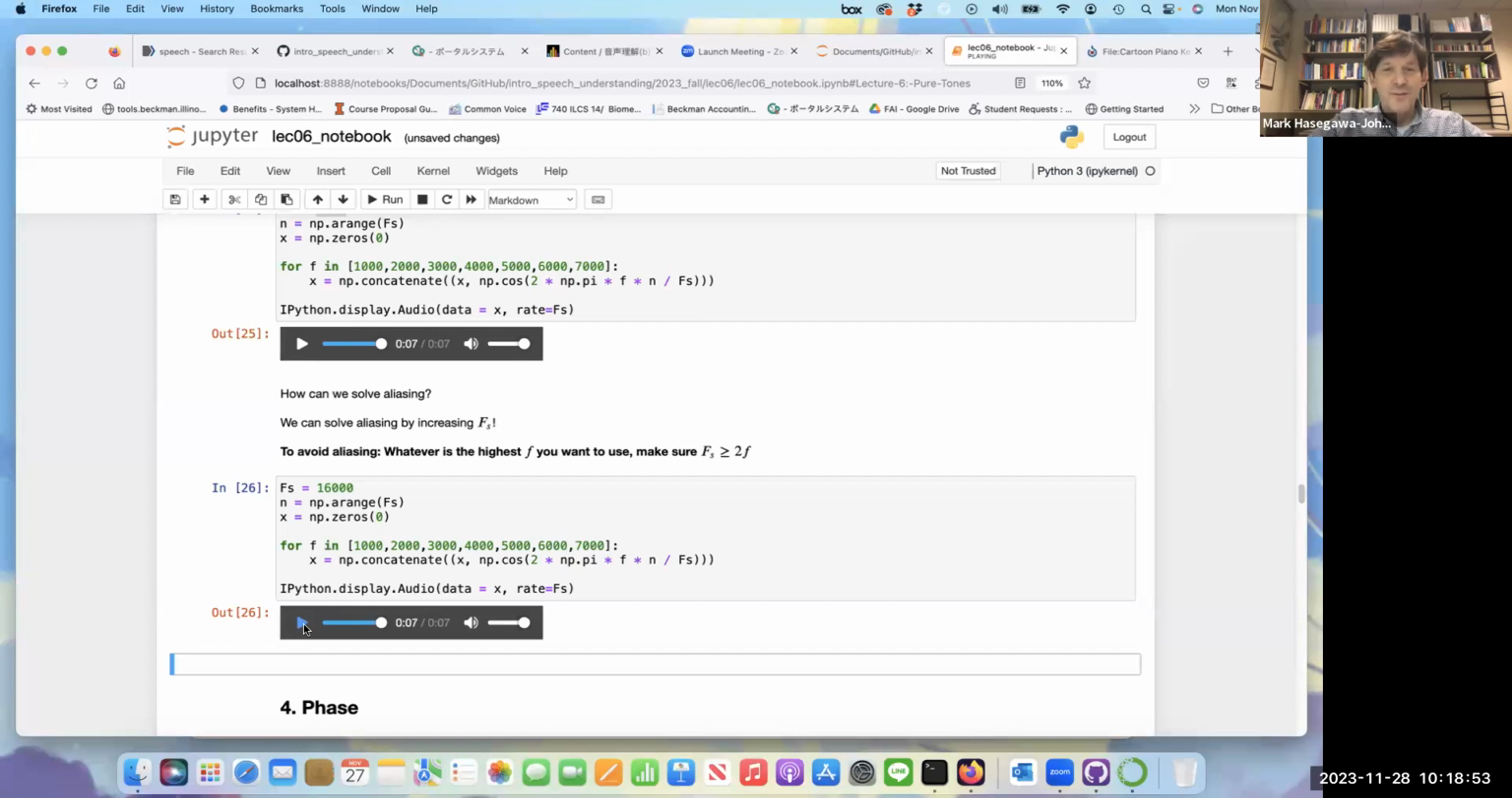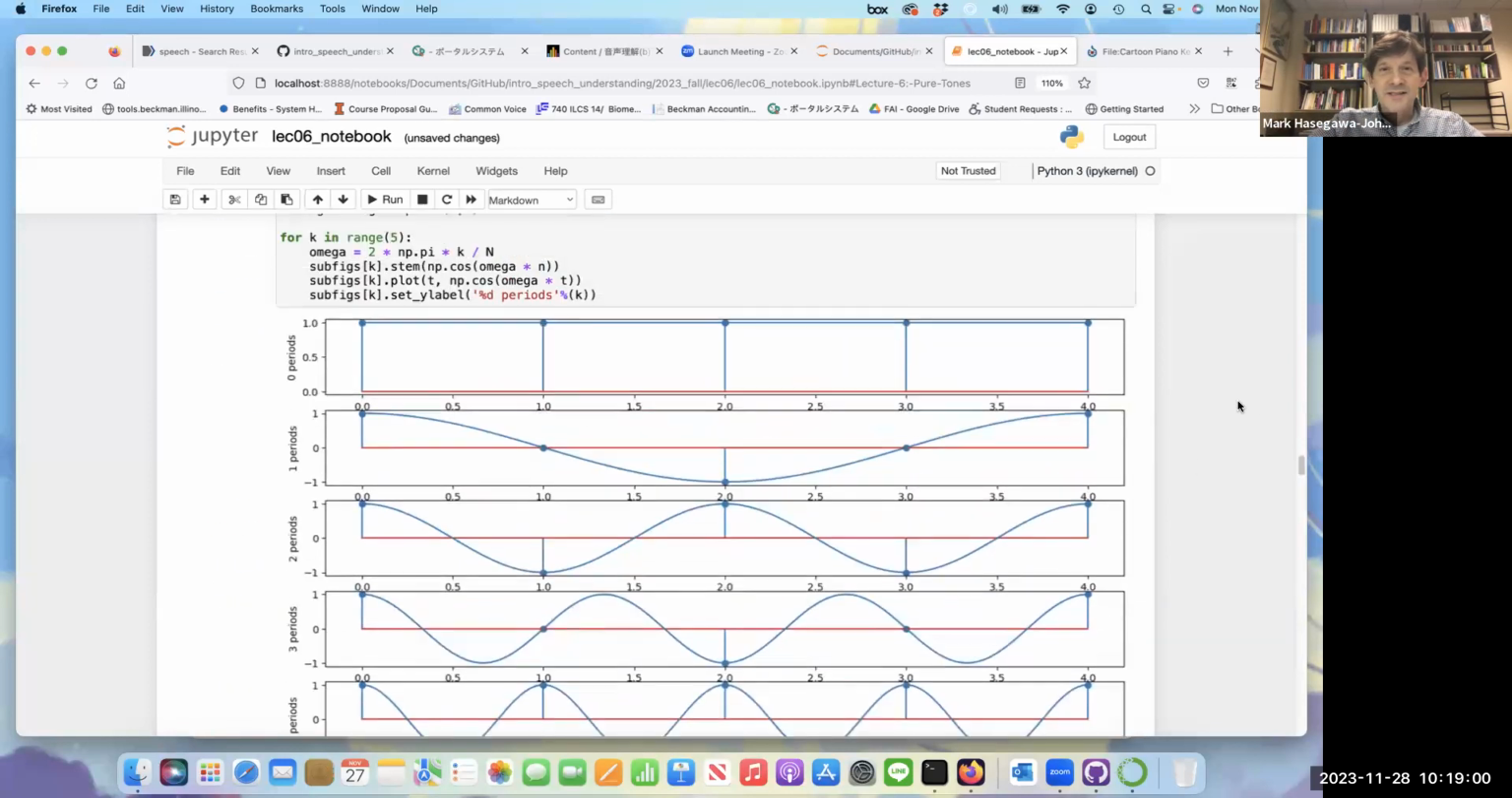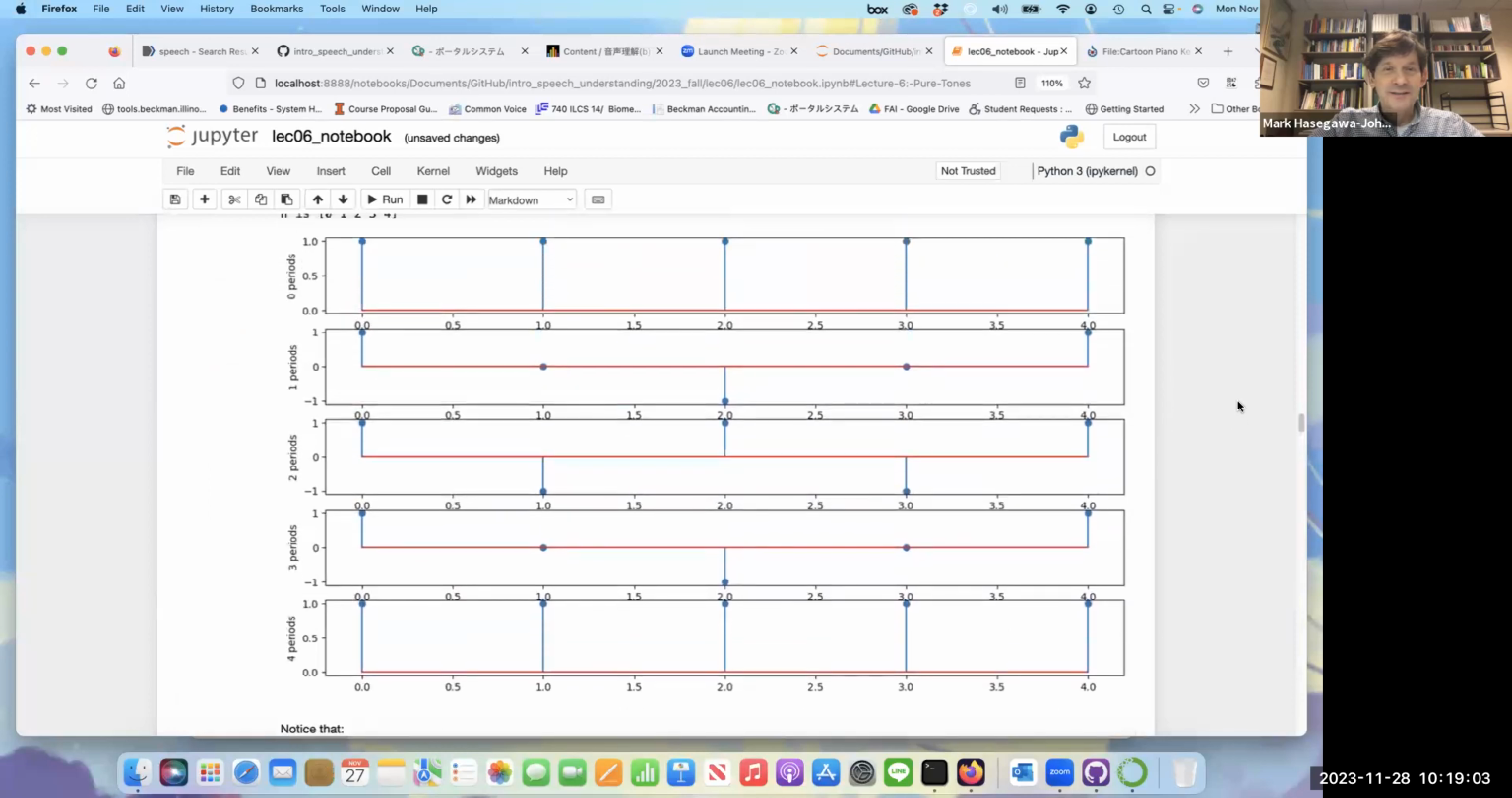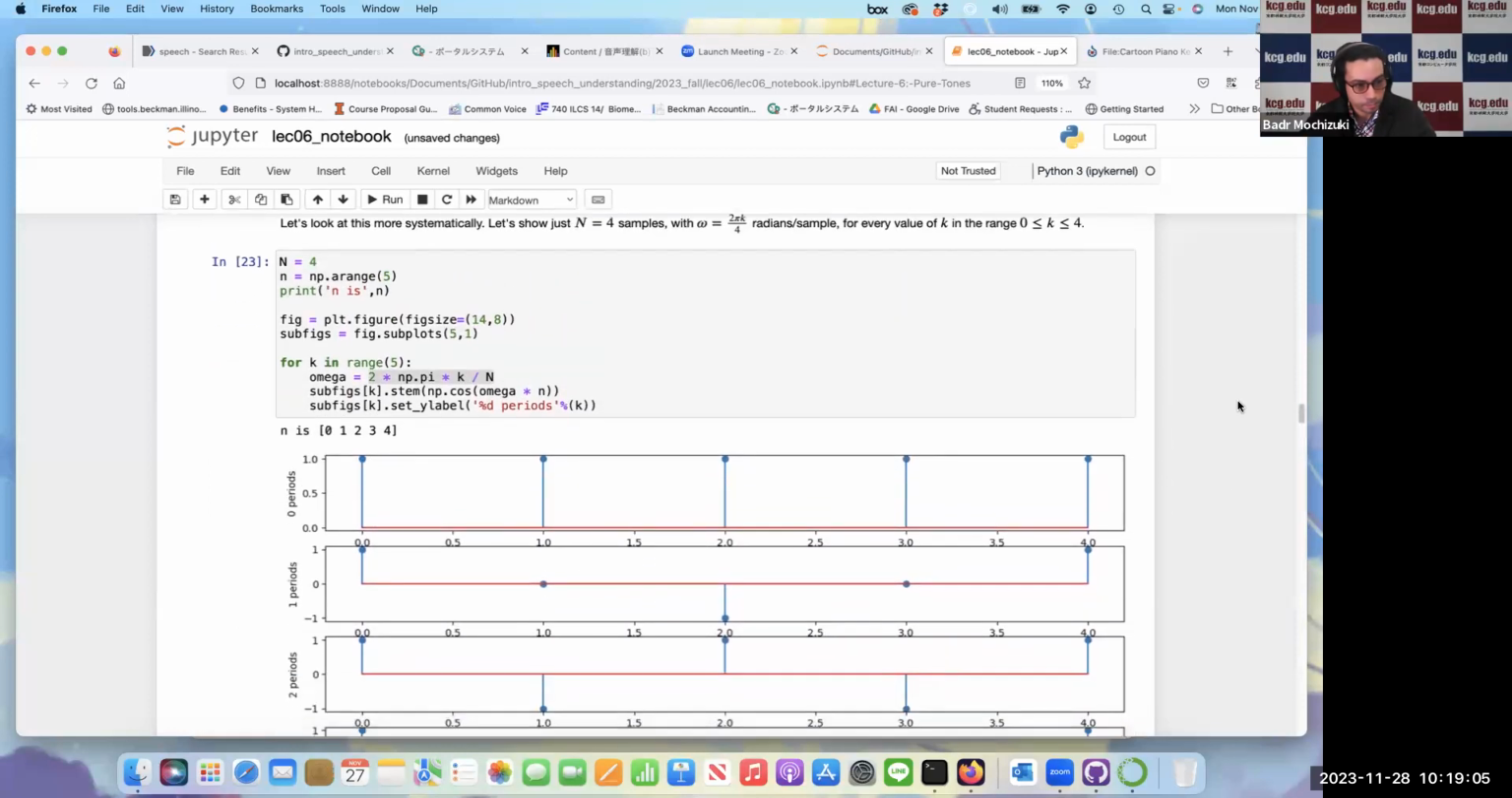Some of them are hard to hear because they're very high in frequency, but now you can hear it keeps going up in frequency. Okay, Mochizuki-sensei, do you want to try to translate this section? Yes. Okay.